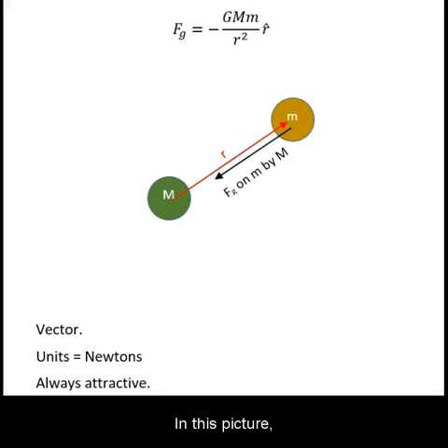In this picture, we have two masses, capital M and lowercase m. They are separated by distance r. We choose the origin to be at the center of the first mass.